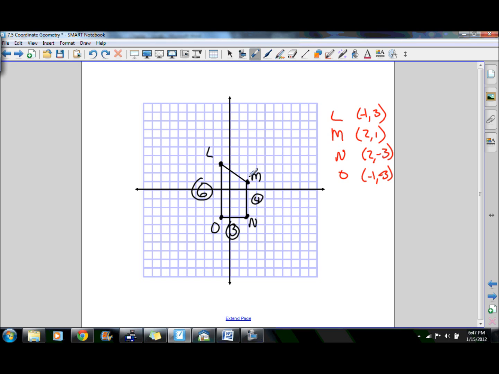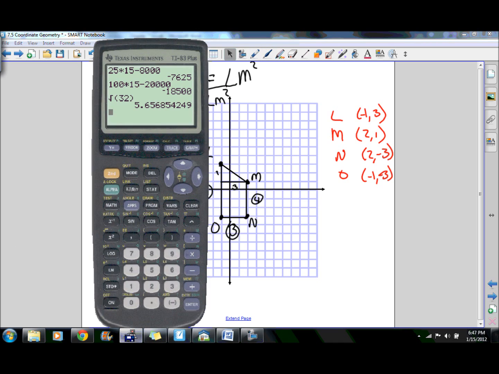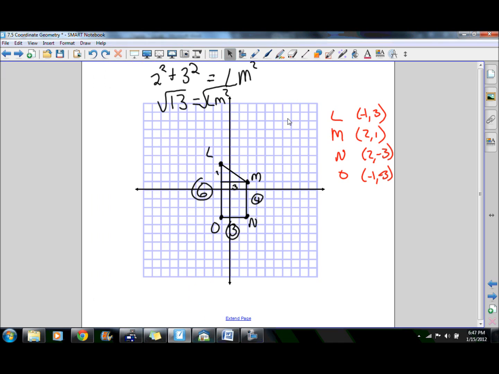Now we need to figure out what the length of LM is, which means we have to create a triangle right there. And then we know that this piece here is 2, and this piece here is 3. So we would have to go 2 squared plus 3 squared, once again using the Pythagorean theorem, equals LM squared. 2 squared is 4, 3 squared is 9, so it adds up to 13 equals LM squared. I do the square root of both sides, and I get the square root of 13, which is 3.6.